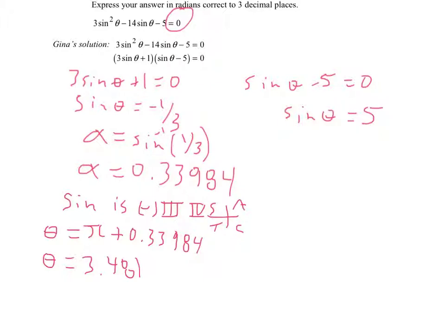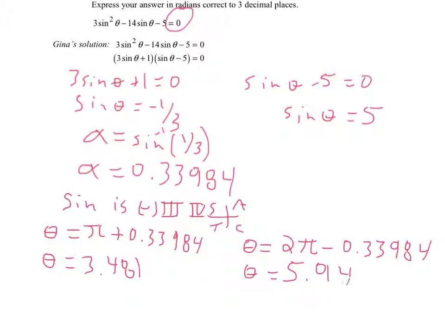My quadrant 4 solution, the end of quadrant 4 is 2 pi. So it's 2 pi minus my reference angle of 0.3398. I'll put that into my calculator. 2 pi minus my reference angle of 0.33984, and to 3 decimal places, I get 5.943. All right, so here we have 2 solutions for the first part.